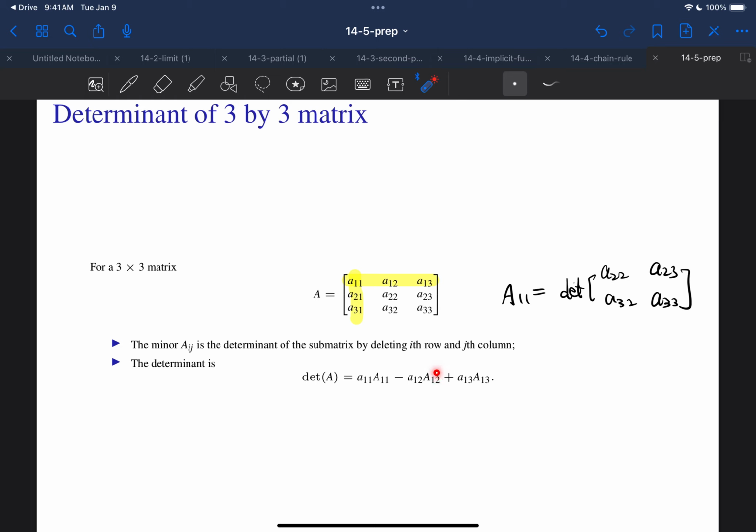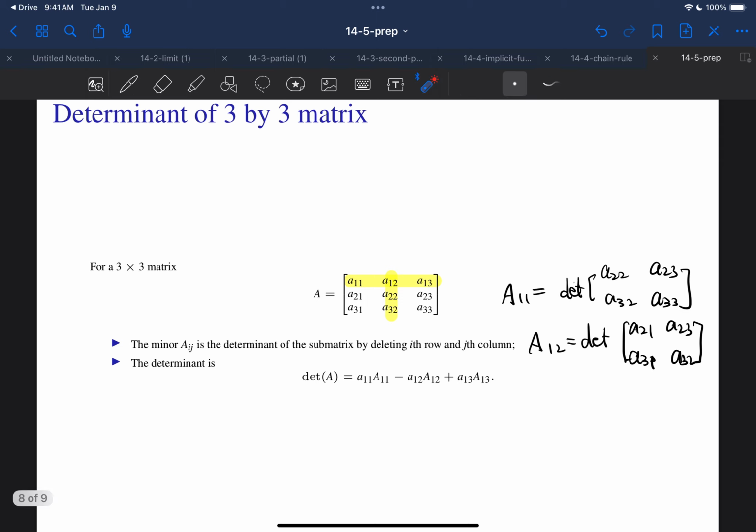Now, what is M12? I'm going to delete the first row and second column. Then the remaining 4 numbers for M12 are given by a21, a23, a31, a32.